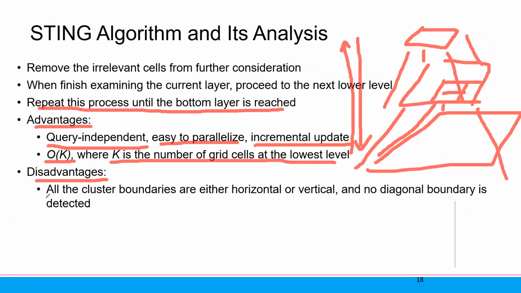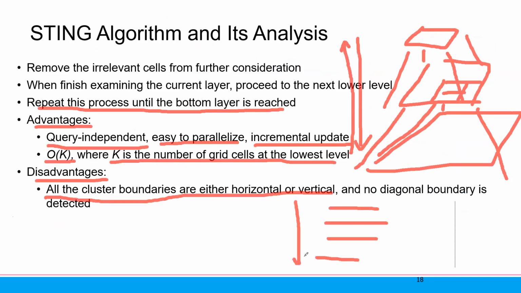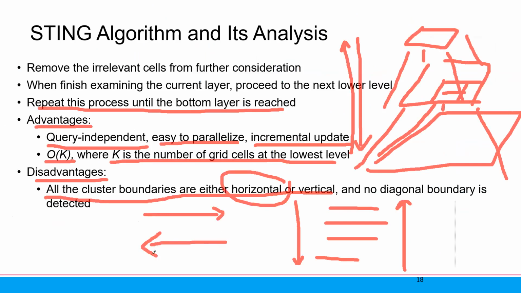Disadvantages: all the cluster boundaries are either horizontal or vertical. Vertical means from top to bottom or bottom to top. Sometimes we can do it horizontally. Horizontal means from left to right or from right to left. But there is no diagonal boundary. So we cannot check from this cell and then go diagonally to this upper cell. It is not possible.